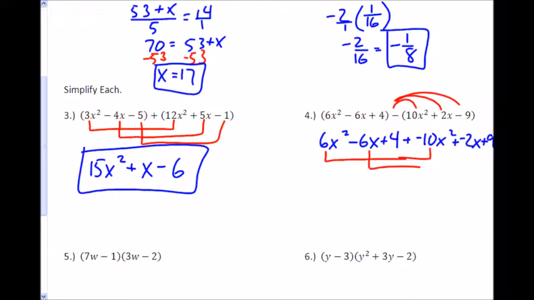And so when I add these up, the 6x squared and the minus 10x squared is a negative 4x squared. The negative 6x and the negative 2x is a negative 8x. And then the 4 and the 9 is a plus 13. And that's it.